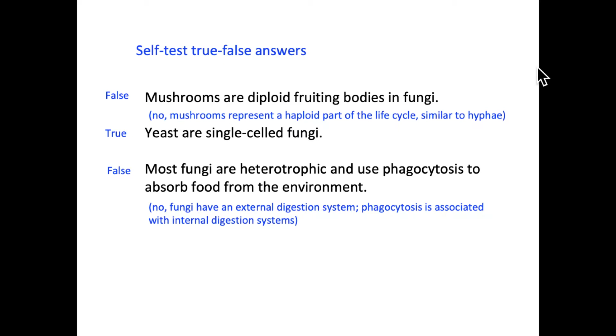Most fungi are heterotrophic and use phagocytosis to absorb food from the environment. This is false. Fungi have an external digestion system. Phagocytosis is associated with an internal digestion system. This ends part 2.